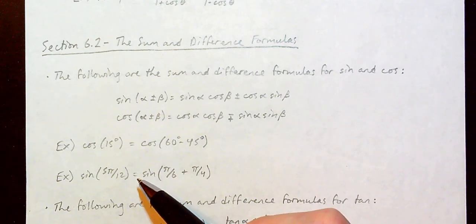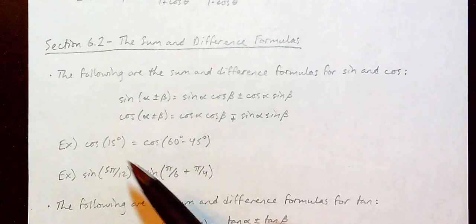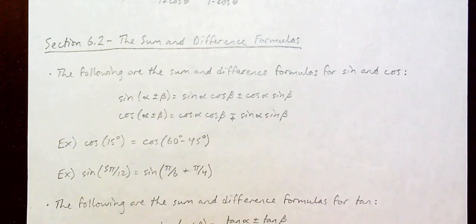So just a couple examples of some seemingly uglier angles that we can now find the values of sine and cosine and even tangent at. 15, I can represent 15 as the difference of 60 and 45, or of 45 and 30. 5 pi over 12, that's an angle in radians. If you convert it to degrees, it would be 75. And you can represent that as 30 plus 45, or pi over 6 plus pi over 4.